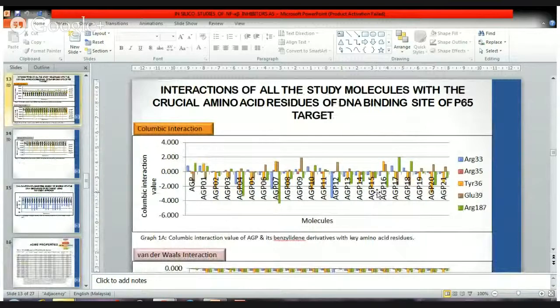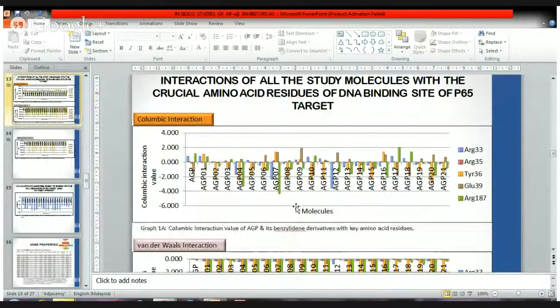So this is the graph that shows the interactions of all the study molecules with the crucial amino acid residues of the DNA binding site of the P65 target. The first graph shows the Coulombic interaction for the 22 molecules of AGP and its benzylidene derivatives. We can see that AGP07 has a significant Coulombic interaction with arginine 187, AGP04 has a moderate Coulombic interaction with tyrosine 36, AGP13 shows a moderate interaction with arginine 187, and AGP09 shows a weak Coulombic interaction with glutamic acid 39.